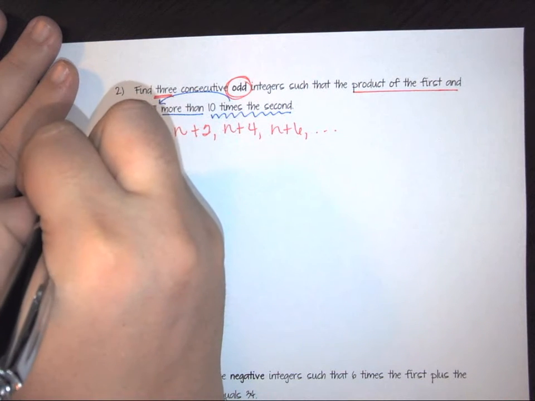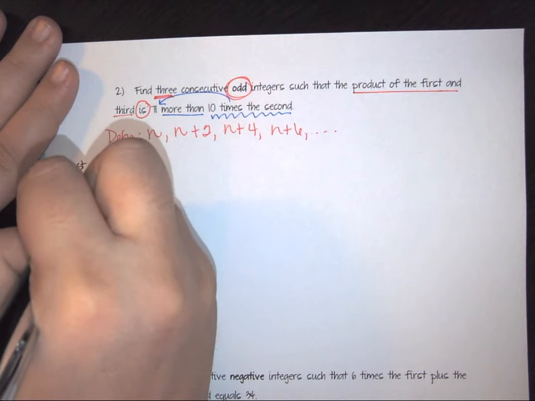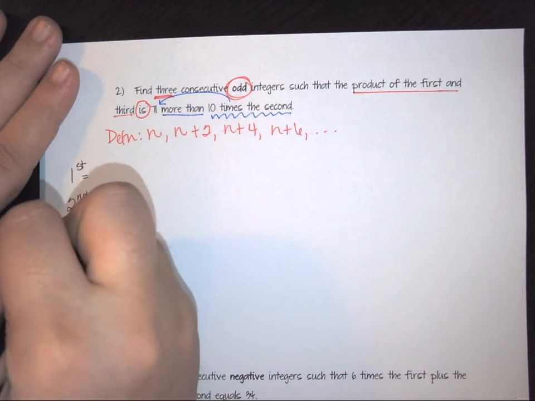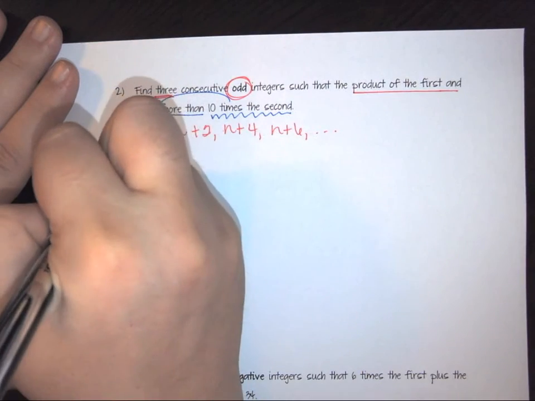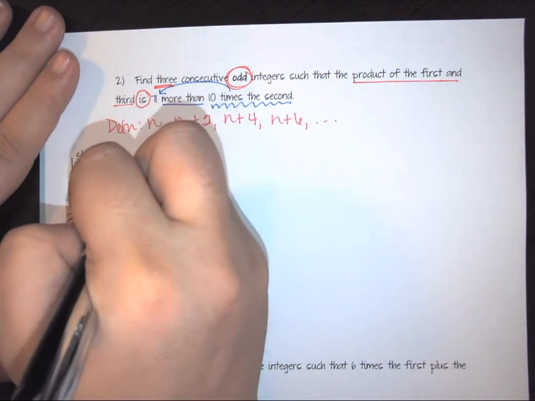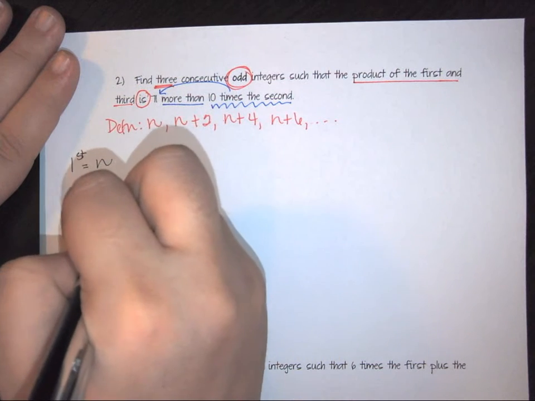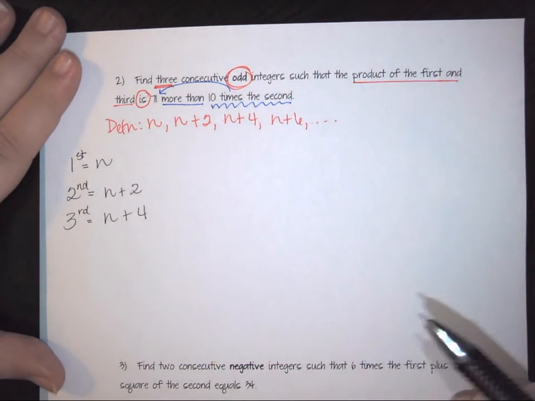So here I've got my 3 integers. I've got my first, I've got my second, and in this case I've got a third. So if I start out with n, because we're looking at odd, this becomes n plus 2, and the bottom becomes n plus 4. So now we need to set it up again.